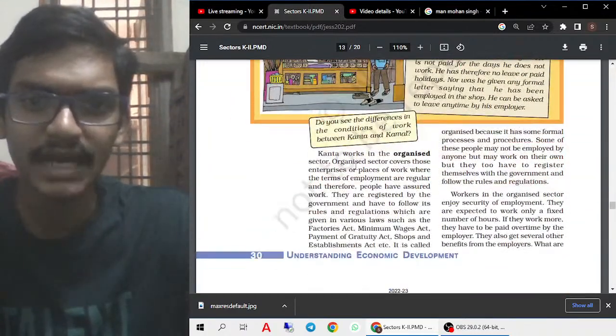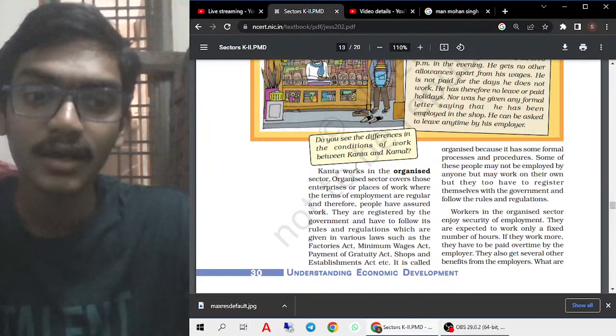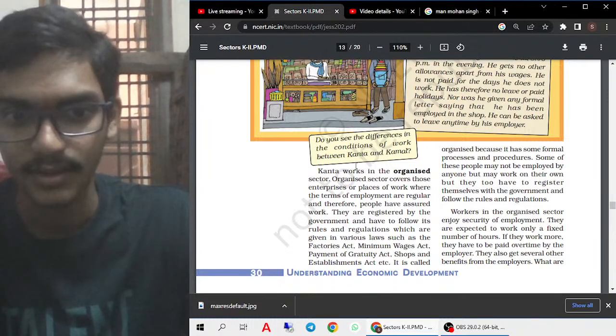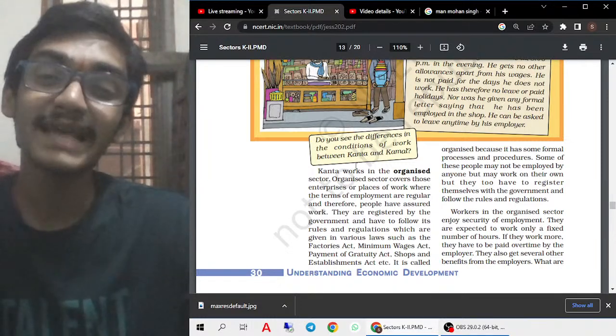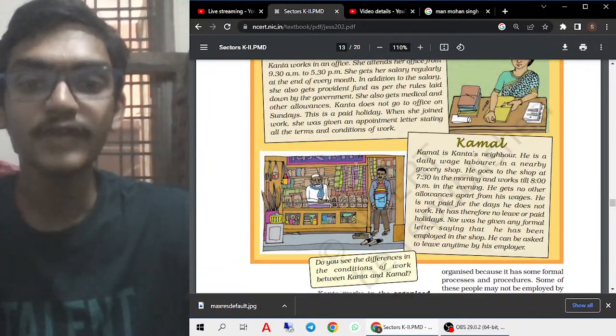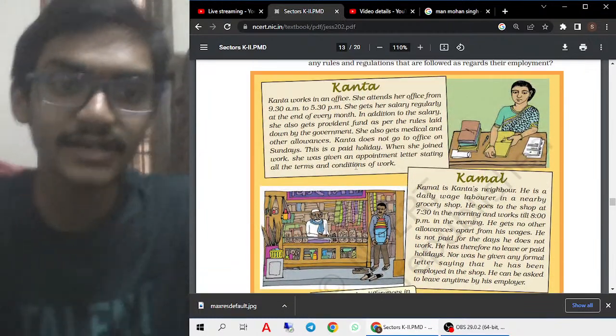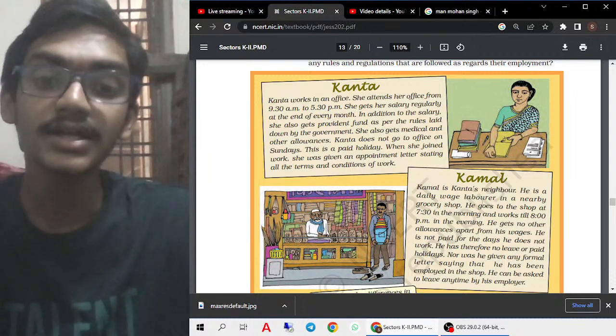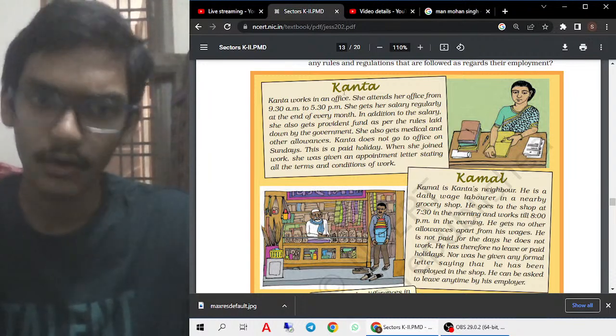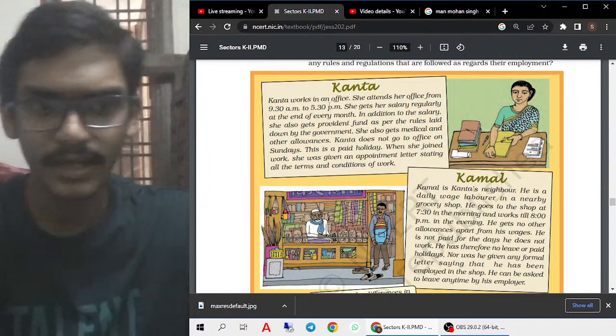Now let's try to understand the situation of the organized sector and the unorganized sector. The organized sector is a kind of sector wherein there are some rules and regulations. But first, let us try to understand the situation of Kanta and Kamal. Kanta works in an office. She attends her office from 9:30 to 5:30.